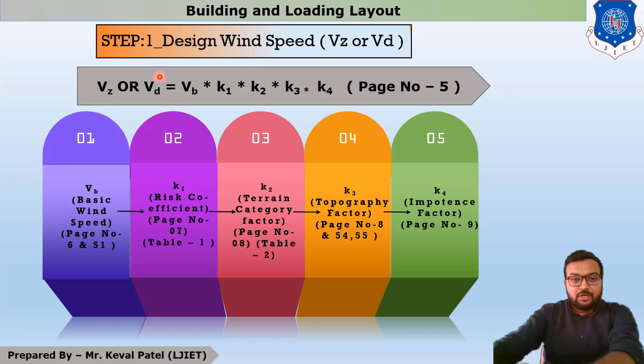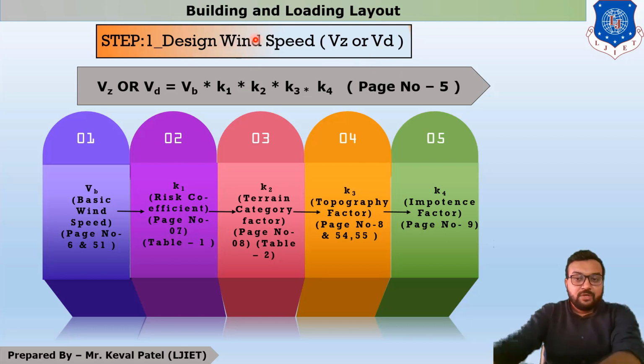Step number one: whenever any wind load calculation example is there, your first step is to find the design wind speed. Design wind speed is denoted by Vz or Vd. So what is Vz and what is Vd? This is the abbreviation of design wind speed.